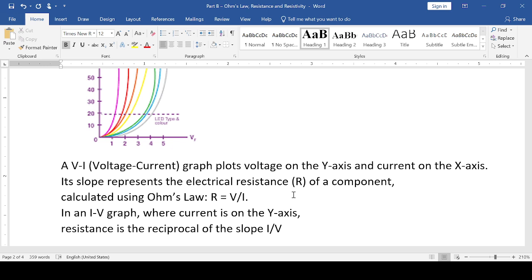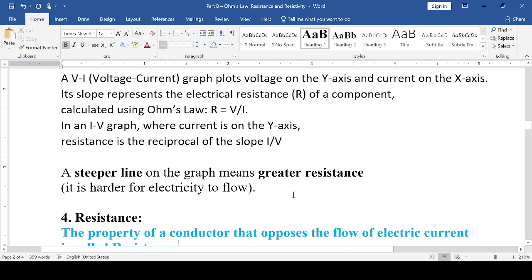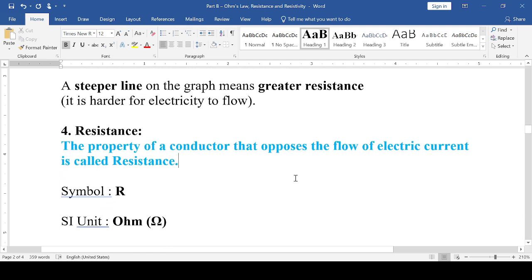If you have an IV graph, where current is on the y-axis, the resistance will be the reciprocal of the slope, I over V. Always remember, a steeper line on the graph means greater resistance. If the line is very steep, then it has greater resistance, that is, it is harder for electricity to flow.